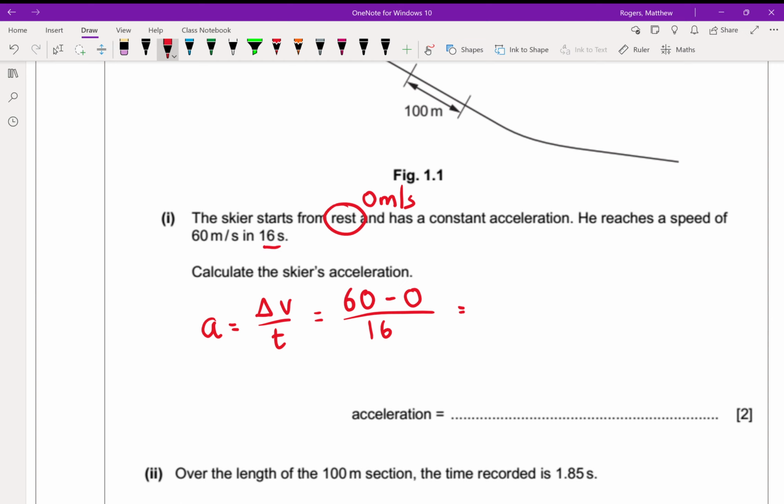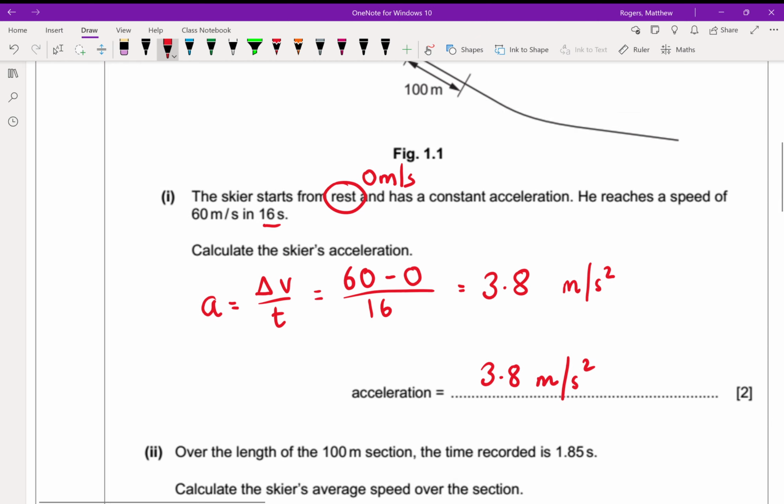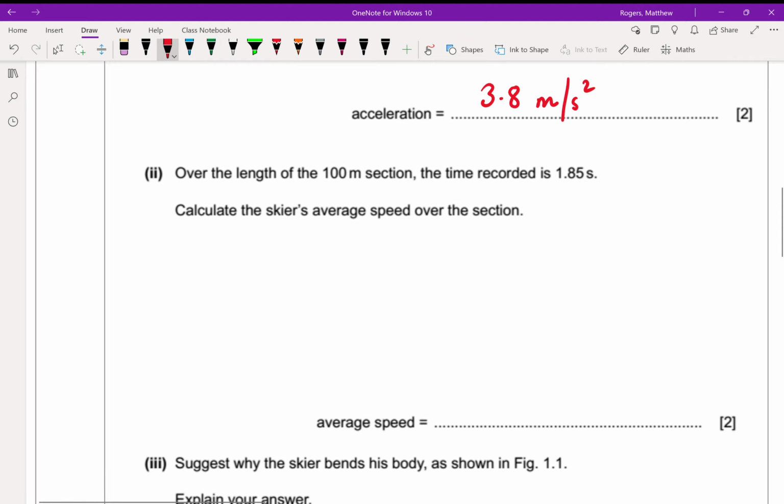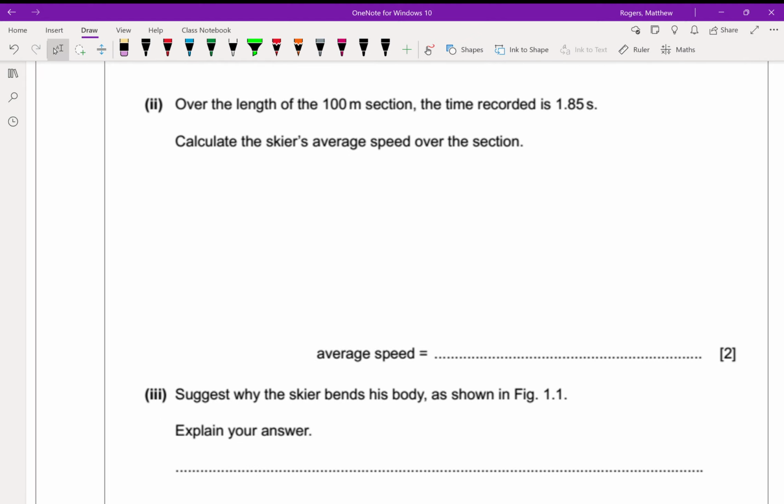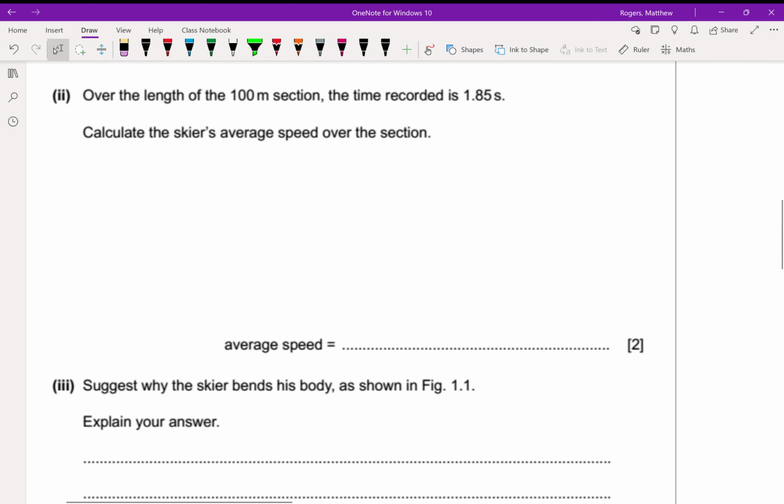So when we do this calculation, 60 divided by 16, we should write our answer to 2 significant figures. So it's 3.8, and the units of acceleration are meters per second squared. 3.8 meters per second squared. 2. Over the length of the 100-meter section, the recorded time is 1.85 seconds. Calculate the skier's average speed over this section.